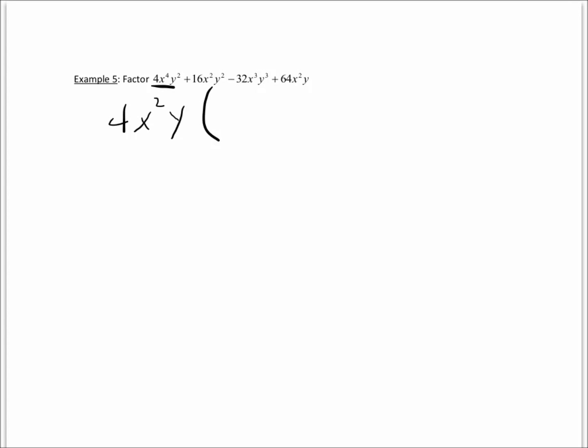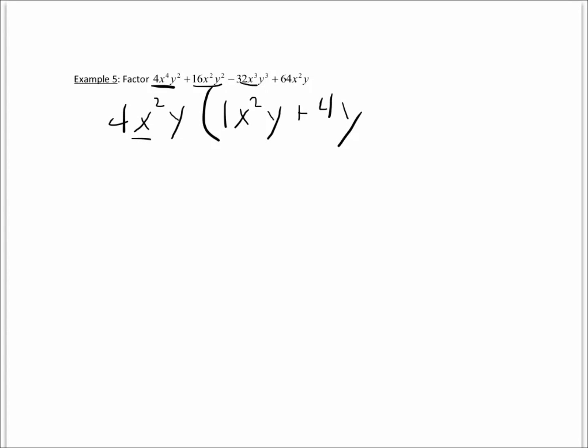Out of the first term, 4 divided by 4 is 1. I took 2 x's out of 4, which leaves x squared. And I took 1 y out of 2 y's, which means 1 y is left. Plus, out of the second term, 16 divided by 4 is 4. X squared and x squared, which means that I have no x's left. And out of 2 y's, I took 1 y out, 1 y is left.